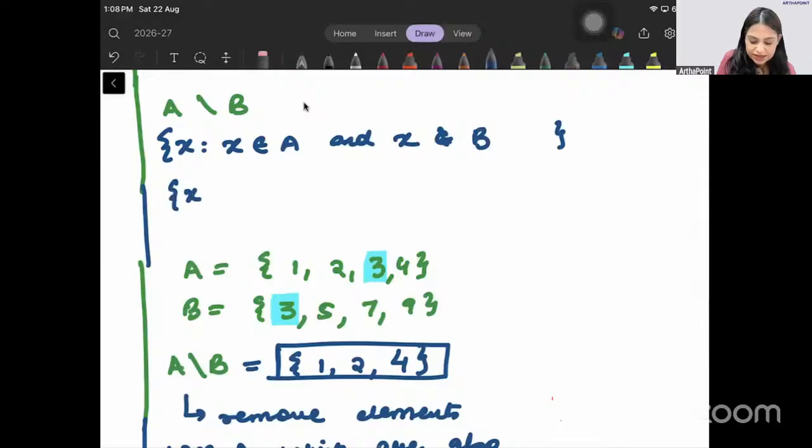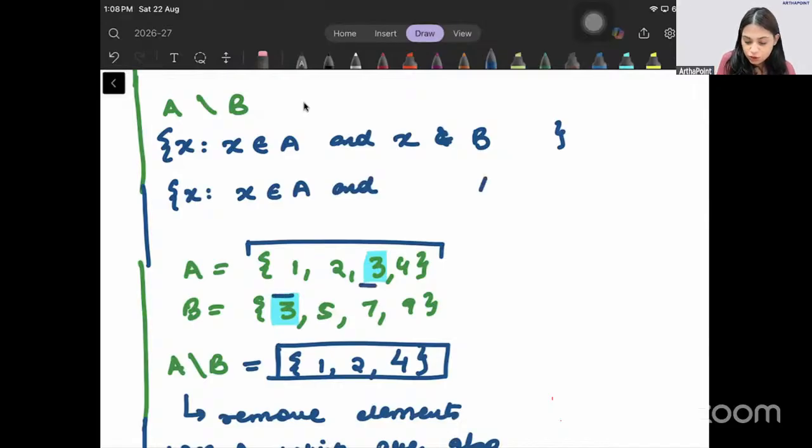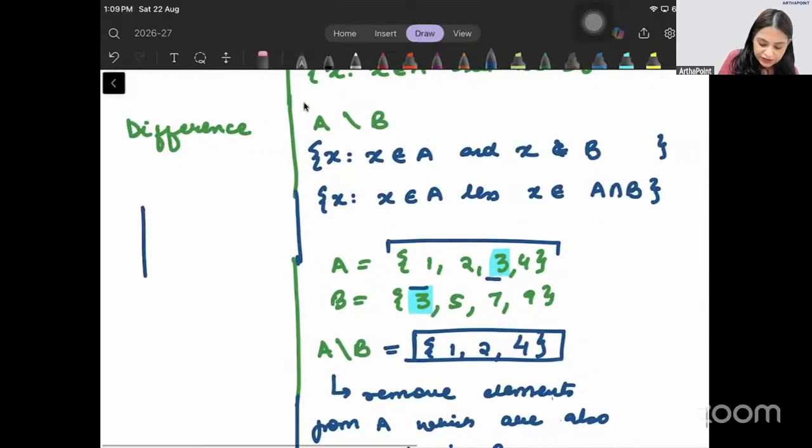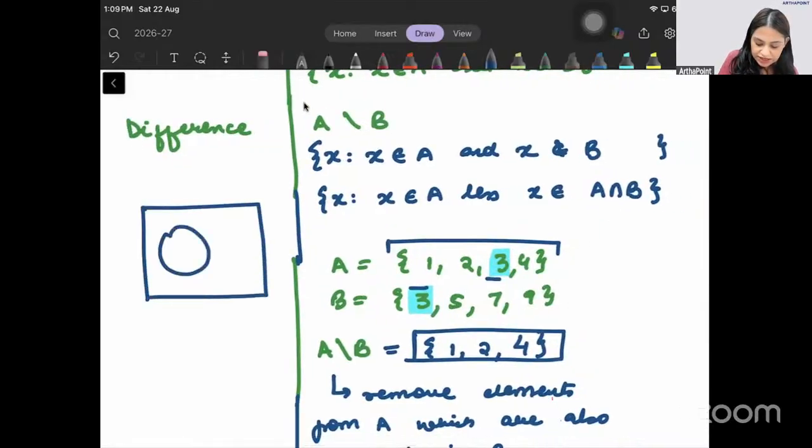You can say X such that X belongs to A. I am taking all elements of A and I am removing the elements which are common between A and B. So whatever is in A intersection B, I am removing those X. Less X belongs to A intersection B. This is also a definition, right? So basically we are saying that this is A, this is B. A minus B means these elements.